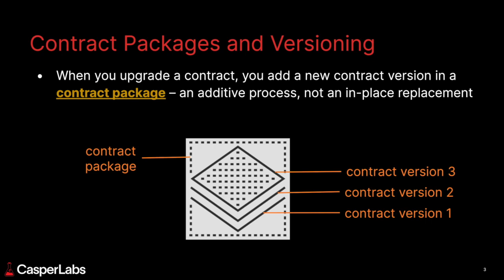Like any software versioning, you can think of NPM versions, for example. When you upgrade a contract on Casper, you simply add a new version to a contract package. The versioning process is additive rather than an in-place replacement of an existing contract. The contract package is like a container for different versions, with functionality that can differ slightly or significantly as you wish. The package is created when you install the contract on the chain with the new contract function.